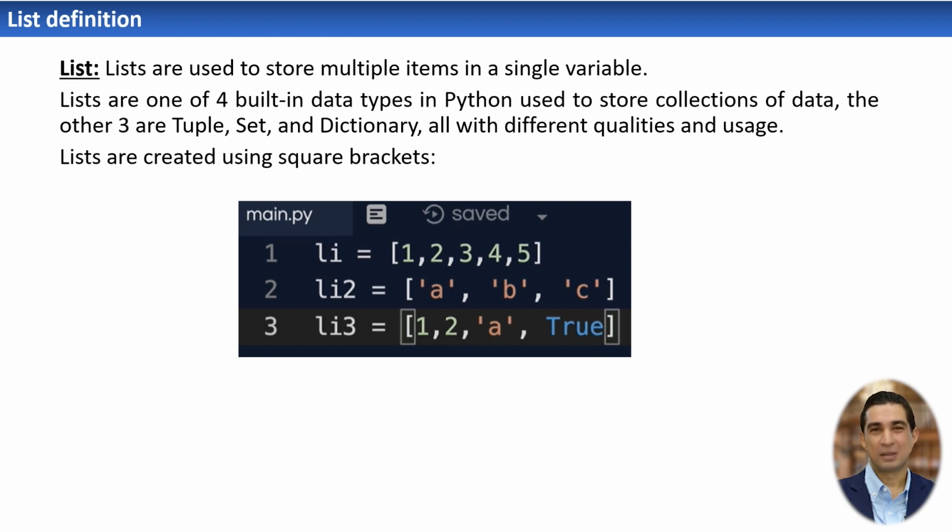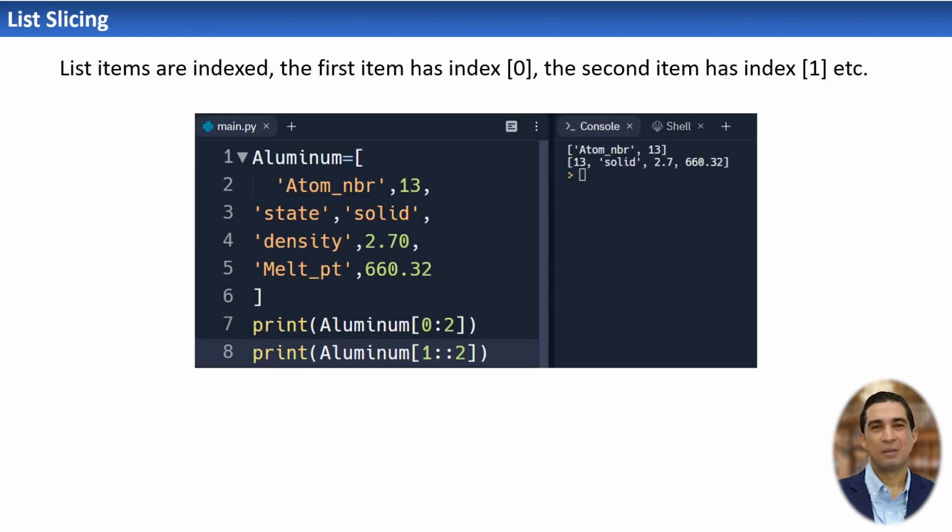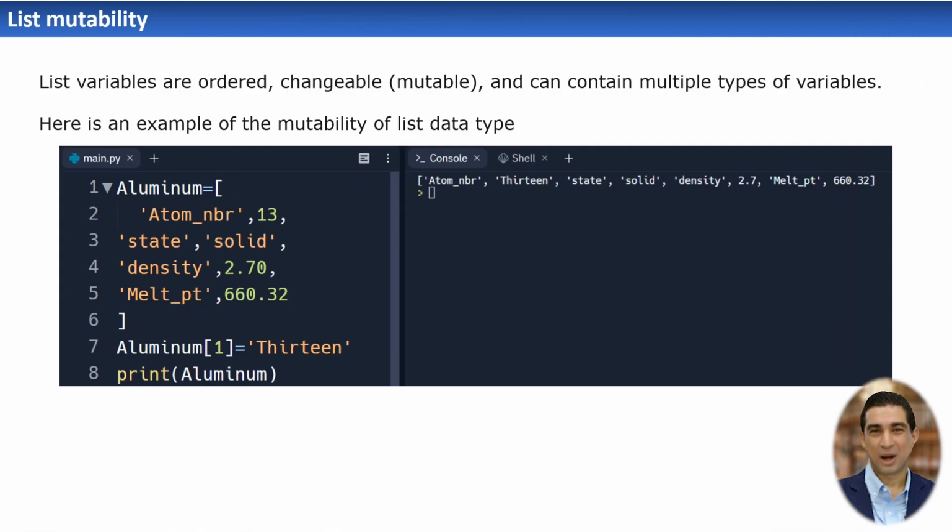List items are indexed, starting from 0. This means the first item in a list has an index of 0, the second has an index of 1, and so on. Lists in Python are mutable. This means we can change, add, or remove items after the list's creation.